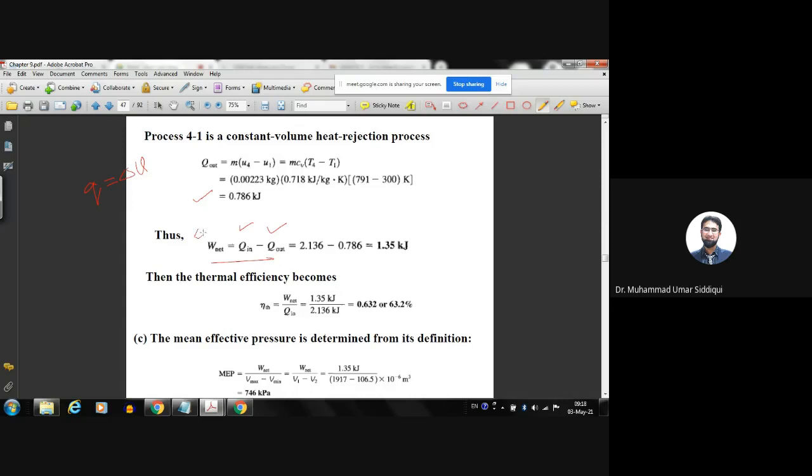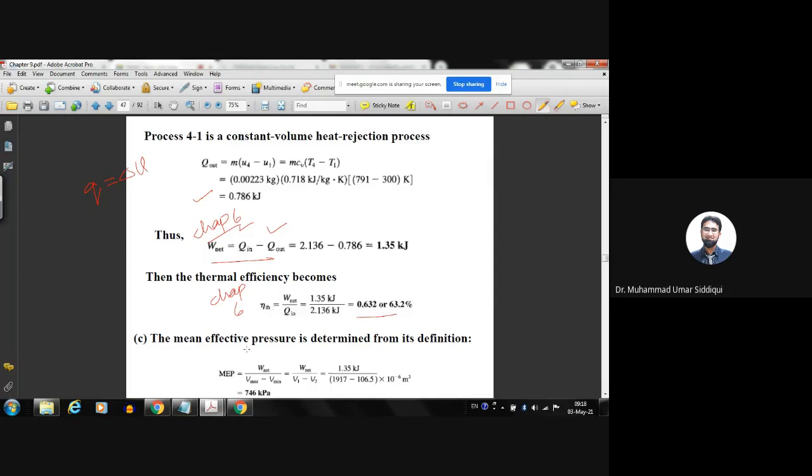Okay, this is from chapter 6. And the thermal efficiency is again also from chapter 6, that it is work net over Q in. So that's the thermal efficiency. So the thermal efficiency of this diesel cycle is about 63.2%.